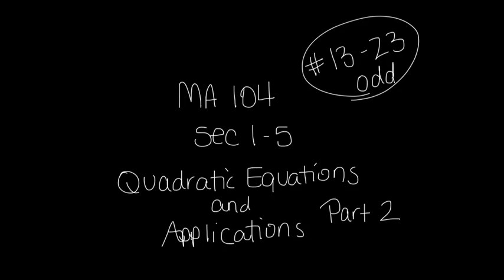Next, we're going to look at solving quadratic equations using the square root property, which says that if we have one side of an equation being squared, we can take the square root of both sides to help us along the process of solving.